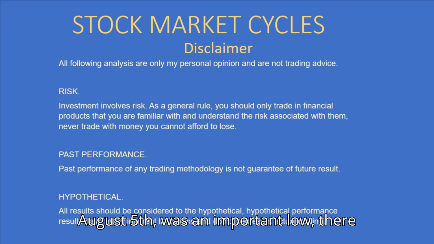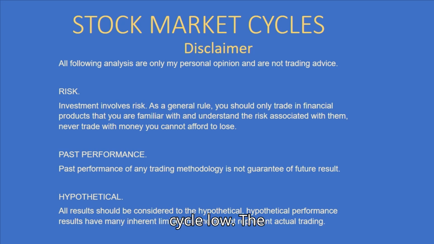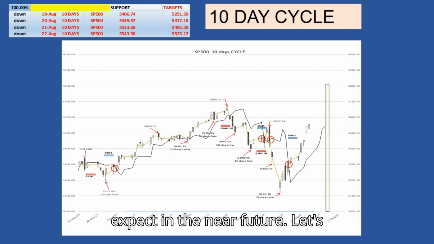The August 5th was an important low. There is a high probability it was the 40-week cycle low. The 5,669.67 high on July 16th was certainly the 40-week cycle peak. Let's see what we can expect in the near future.